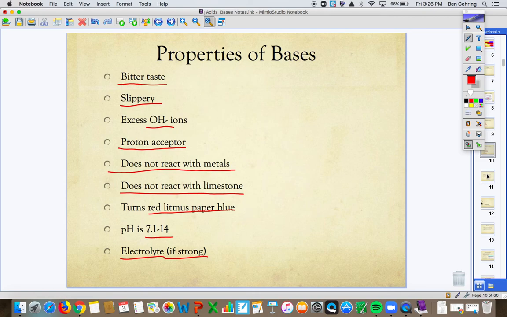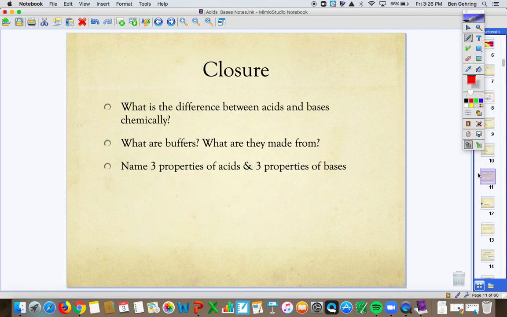Those are some different properties between acids and bases. To close up today, I would like you to think and be able to answer the questions of what is the difference between acids and bases chemically. So what do they do when placed into a chemical reaction? That's number one. Two, what are buffers? What do they do and what are they made from? And then last but not least, name 3 properties of acids and 3 properties of bases.